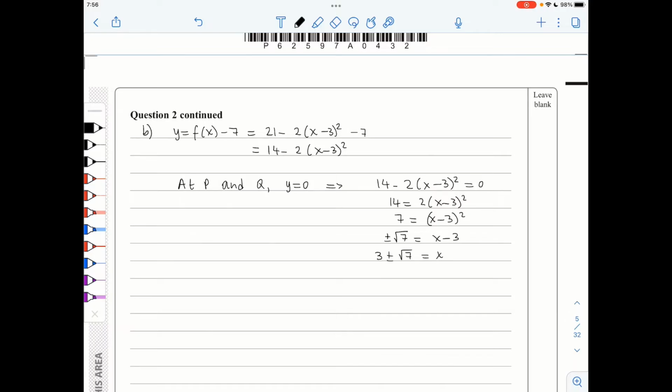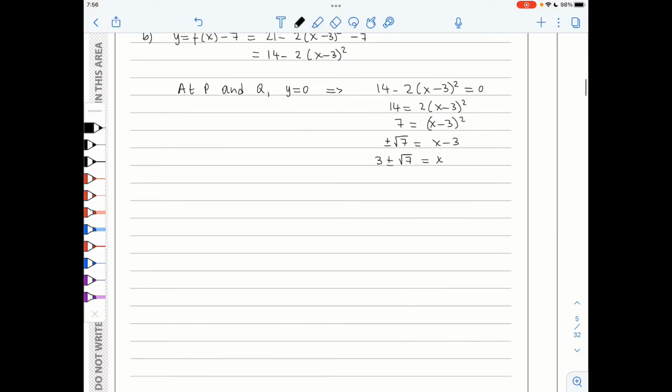So these are the x coordinates of P and Q, and therefore the 2 points will be (3 plus root 7, 0) and (3 minus root 7, 0). Now we also have the cut on the y-axis, that's point R. So at R, x is 0, which means that y is 14 minus 2 times (0 minus 3) squared, which is 14 minus 18, which is negative 4, and therefore the point here is (0, -4).